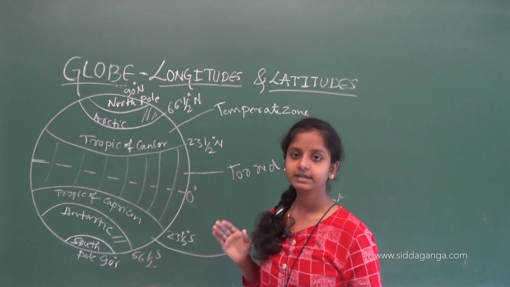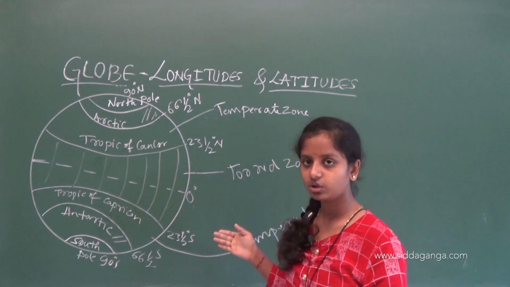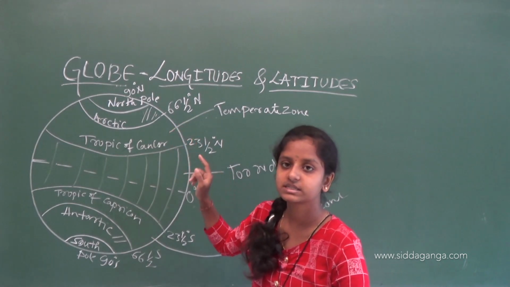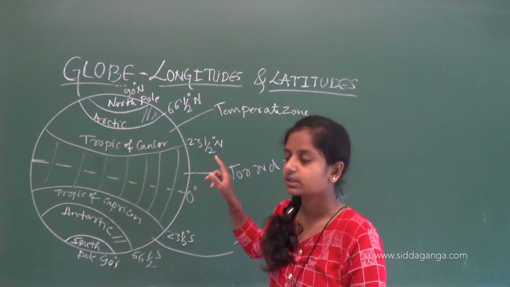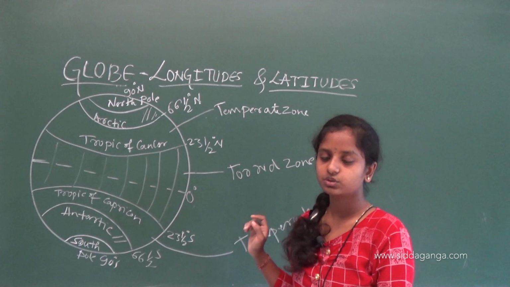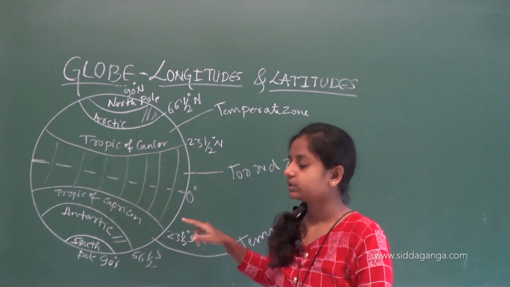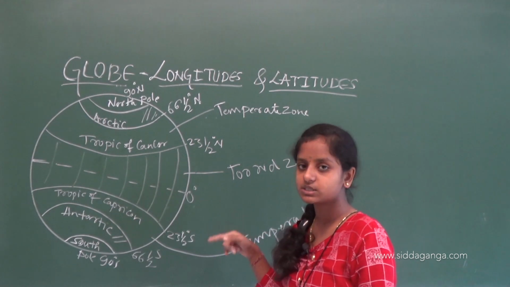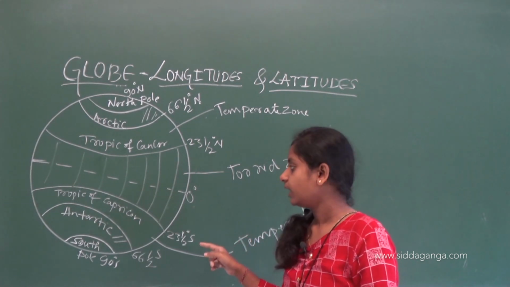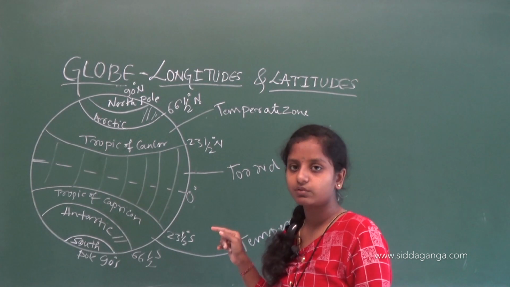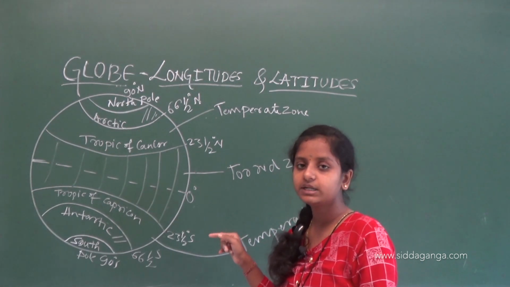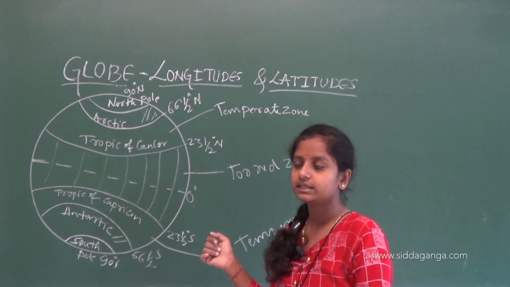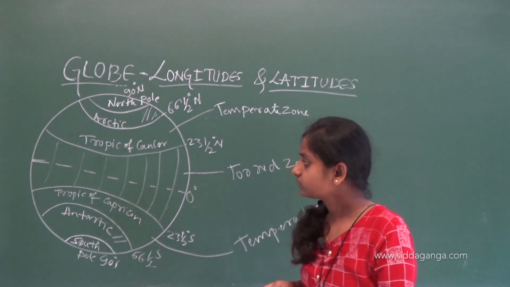The Tropic of Cancer is 23.5 degrees to the north, the Arctic Circle is about 66.5 degrees to the north, and the pole is 90 degrees to the north. The Tropic of Capricorn is 23.5 degrees to the south, the Antarctic Circle is 66.5 degrees to the south, and the South Pole is 90 degrees to the south.